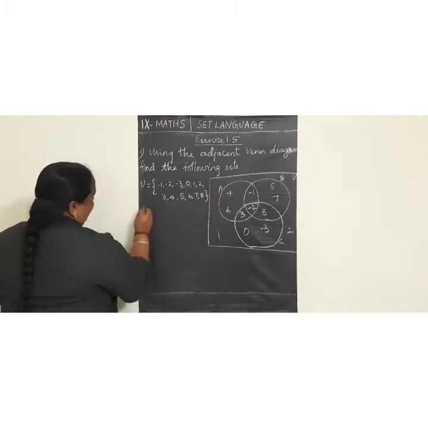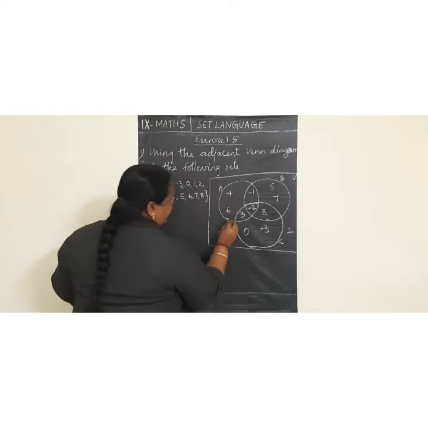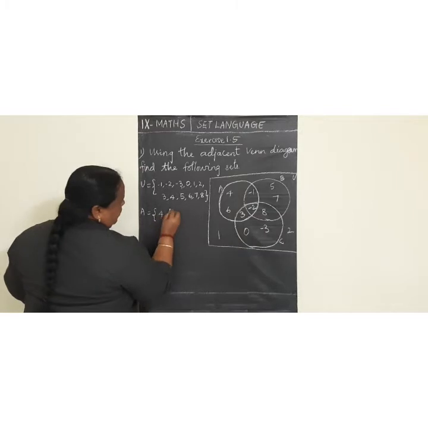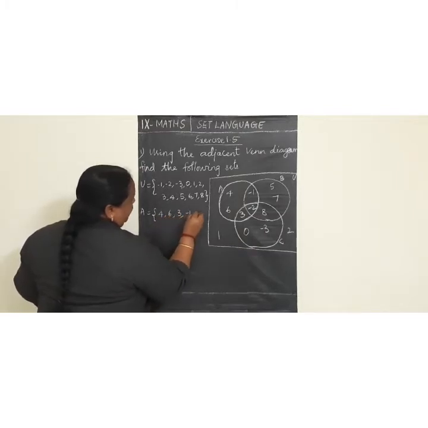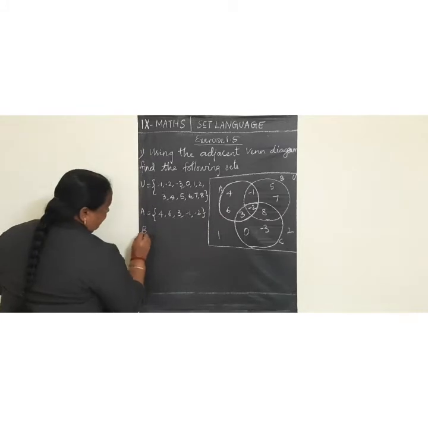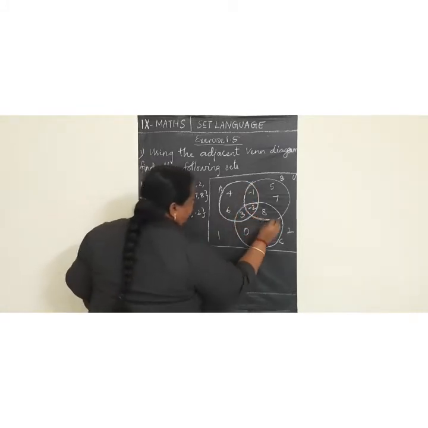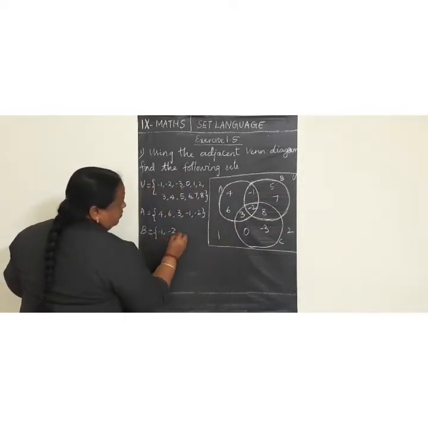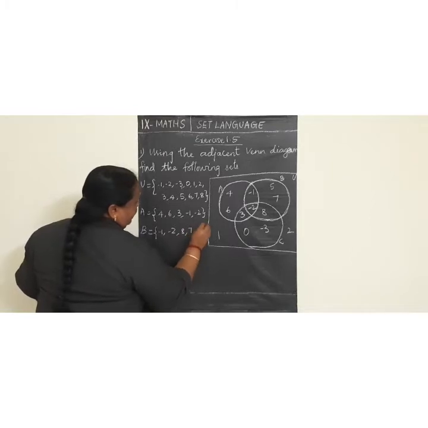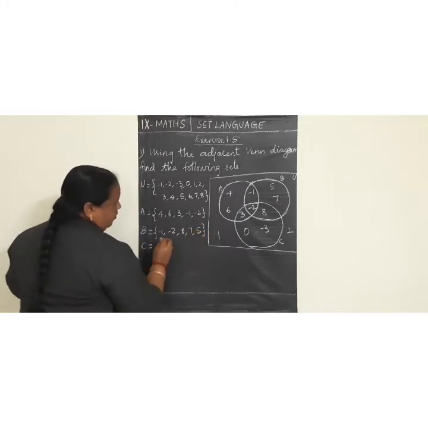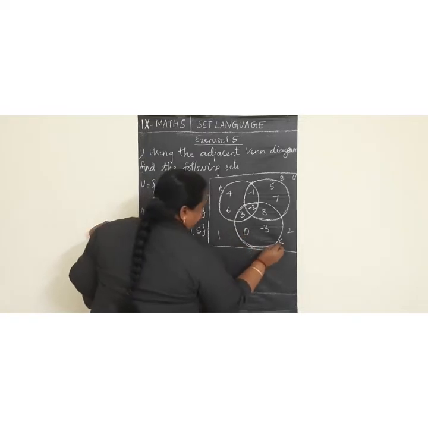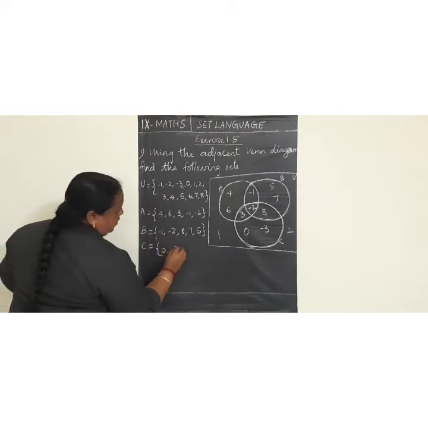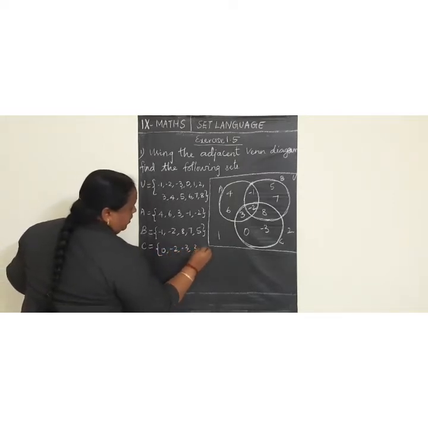Next set A. Set A is equal to what are all the elements in the circle A. This one we have to write as set A. So 4, 6, 3, minus 1, minus 2. B is equal to what are all the elements in the circle B. We have to write it as set B. So minus 1, minus 2, 8, 7, 5. Next set C is equal to what are all the elements in the circle C. We have to write it as set C. So 0, minus 2, minus 3, 3, 8.